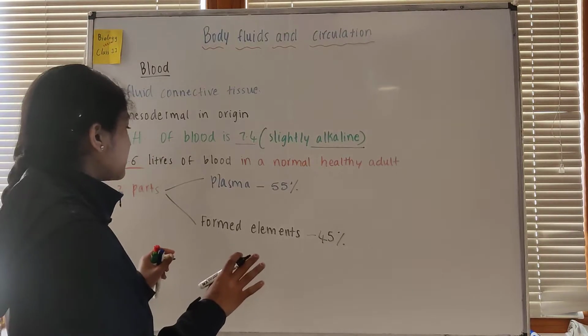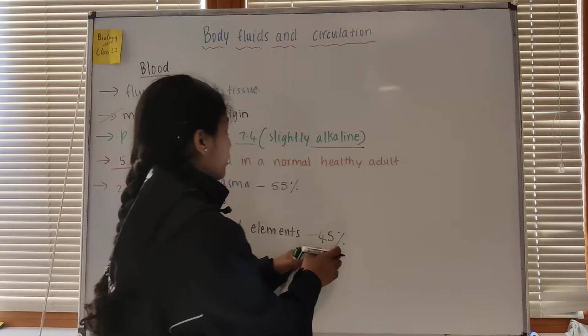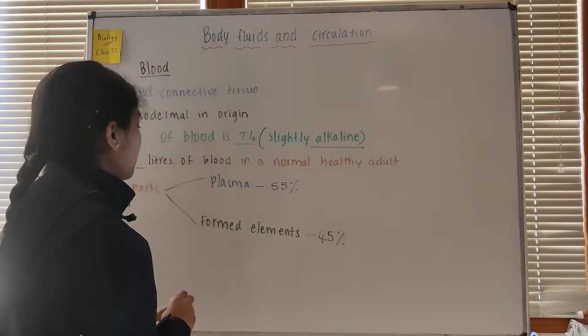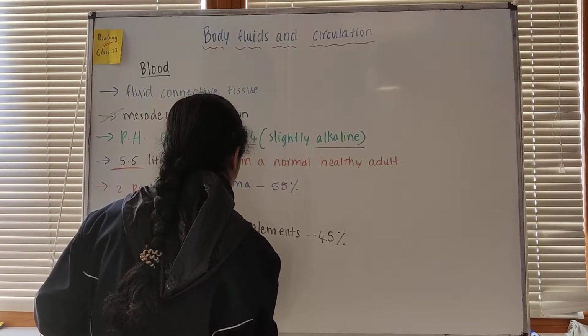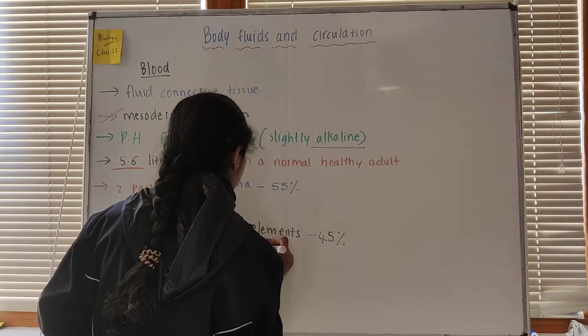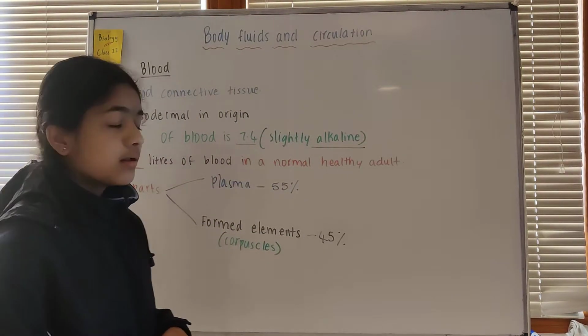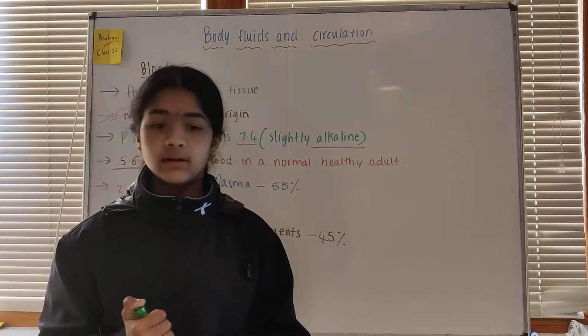So 55% of blood is actually the plasma. 45% of the blood is the formed elements, or corpuscles. Formed elements means here we talk about RBC, WBC and platelets. So all the cells that are present in the blood. And in the blood we have plasma, which is the liquid part of the blood.